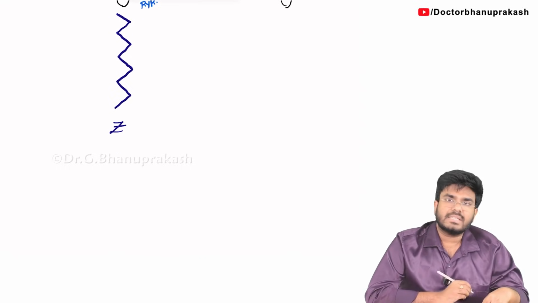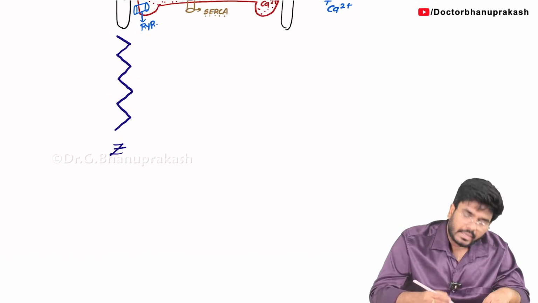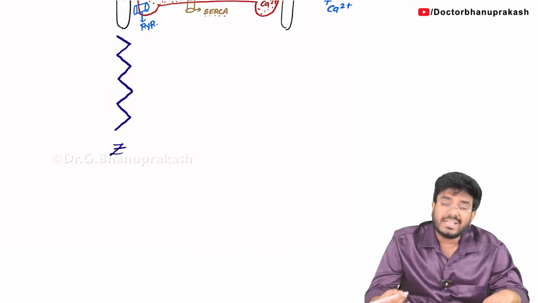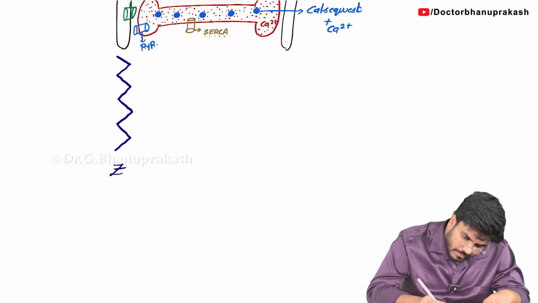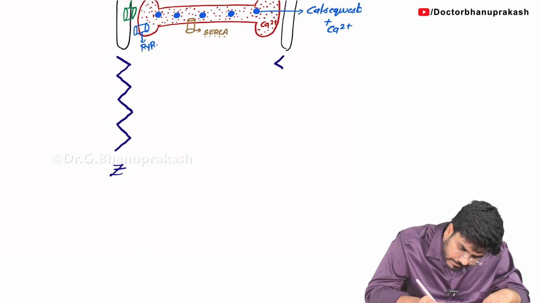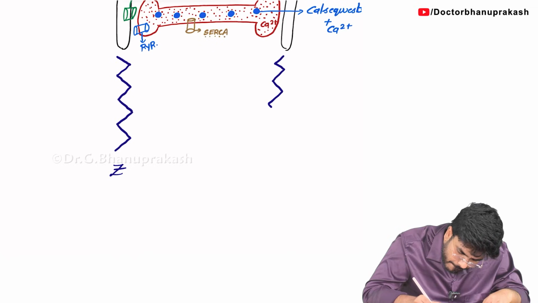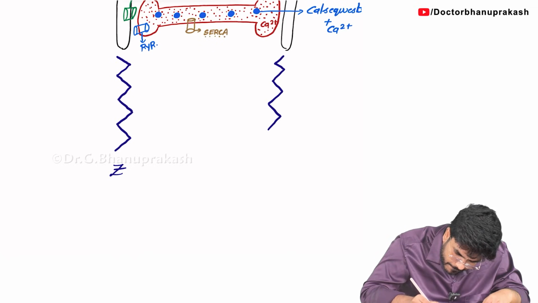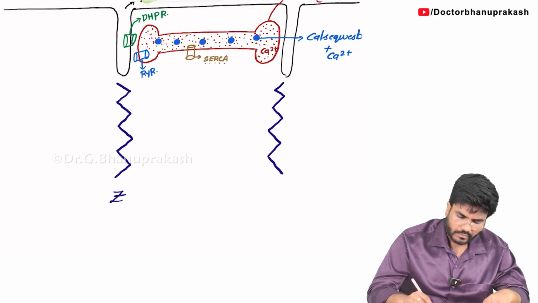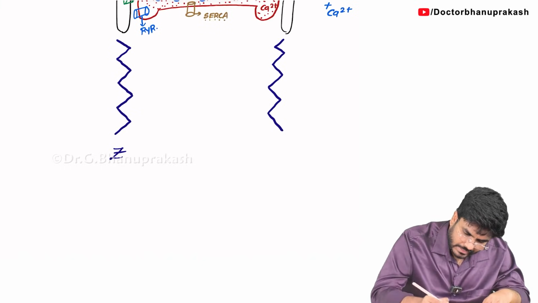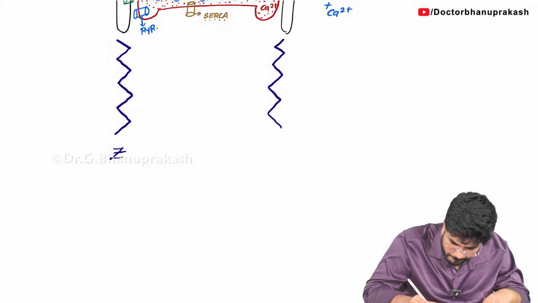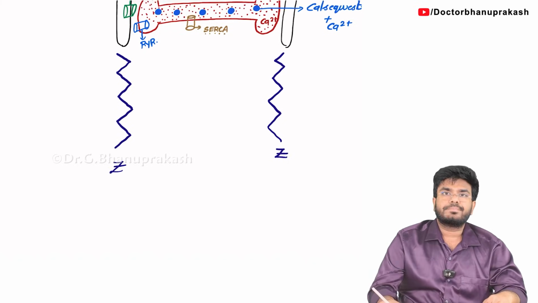It is called what? Z line. It's actually made up of a protein. Later I will tell you the name of this protein. The name of the protein is alpha actinin. Here also one more Z line is there. So 2 Z lines are there.